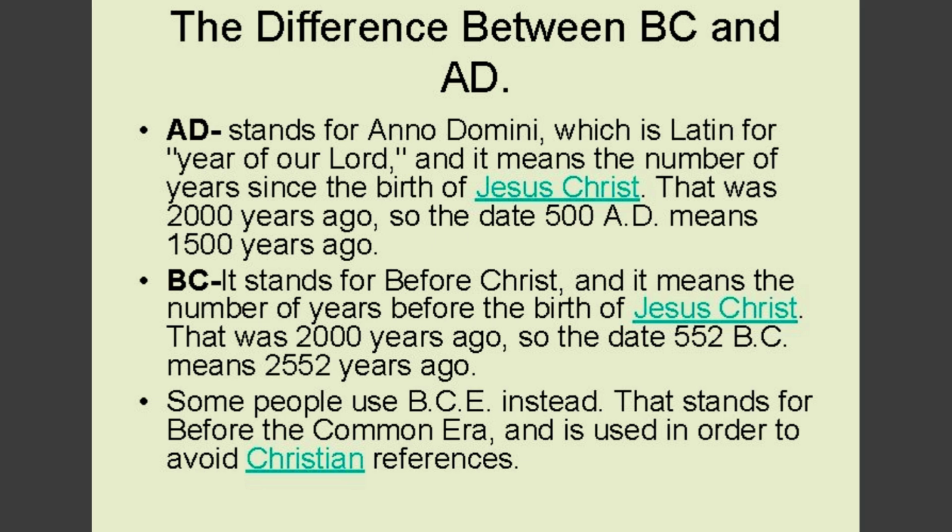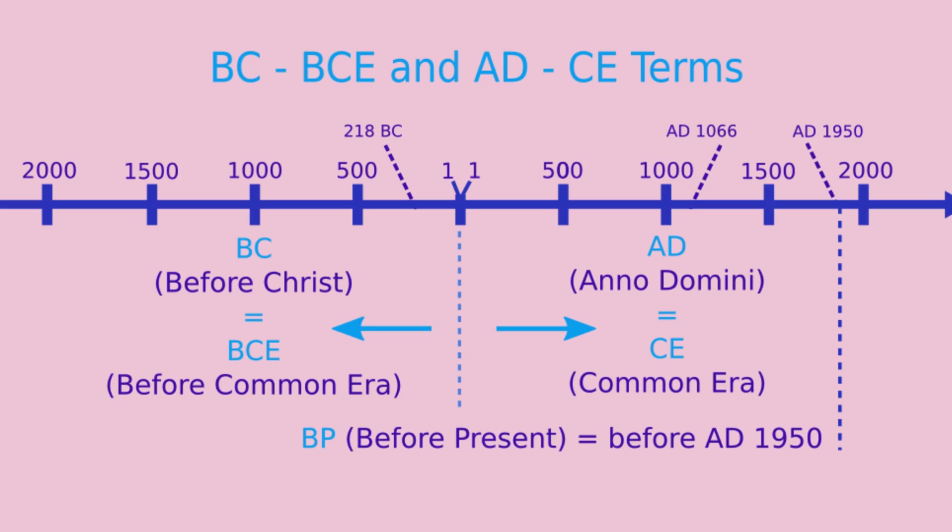AD, that is Anno Domini. This is a Latin phrase meaning in the year of our Lord. It refers to the years after the birth of Jesus. Then there is BC, which means before Christ. It refers to the time before the birth of Jesus Christ. Today, to make the system more inclusive and non-religious, historians also use CE, that is Common Era, and BCE, before Common Era.